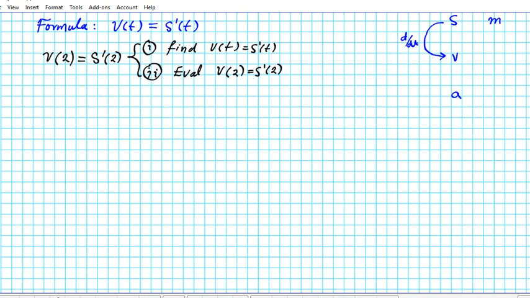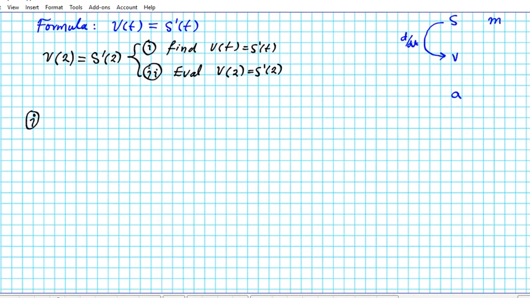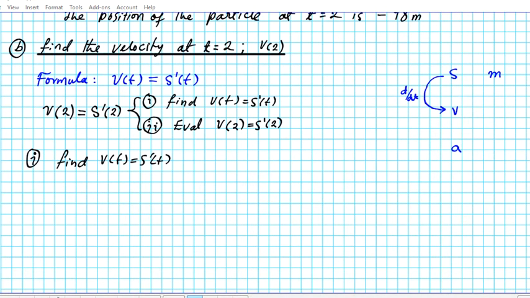Alright, we're going to start with part 1, which will involve us finding the velocity v of t, which is equal to s prime of t. Okay? Alright, what are we given in this case? We are given the position function s of t, which is negative t to the third plus 18t squared minus 81t. Okay?